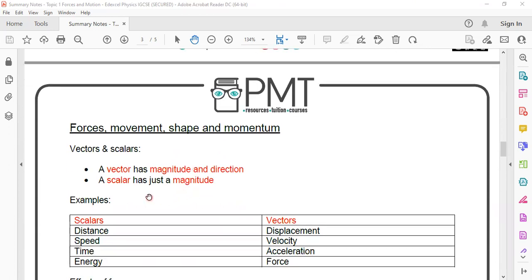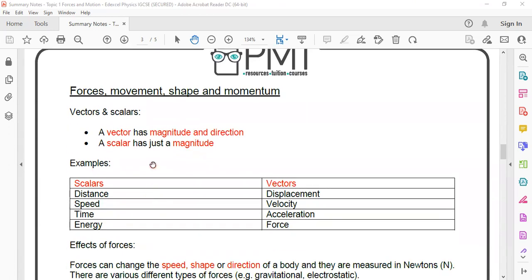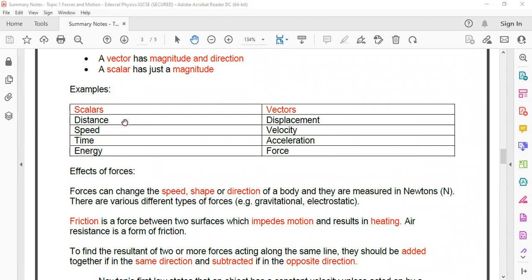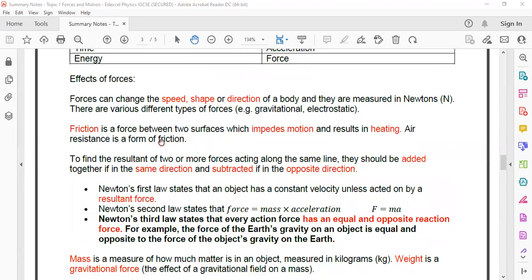Forces, movement, shape, and momentum was the second part of forces and motion. We talked about differences between vectors and scalars. A vector has magnitude and direction, whereas a scalar has just a magnitude. Some examples of scalar quantities we talked about were distance, speed, time, and energy, whereas the vectors we discussed were displacement, velocity, acceleration, and force. What are the effects of forces, what changes can a force cause? Force can change the speed, shape, or direction of a body, and it is measured in newtons.